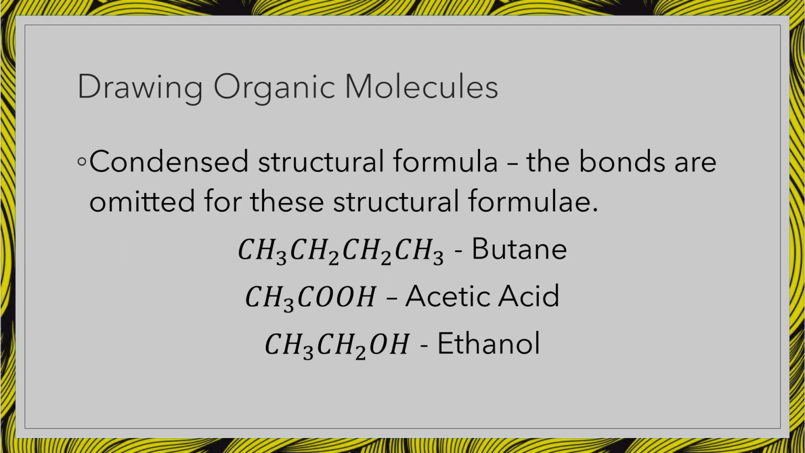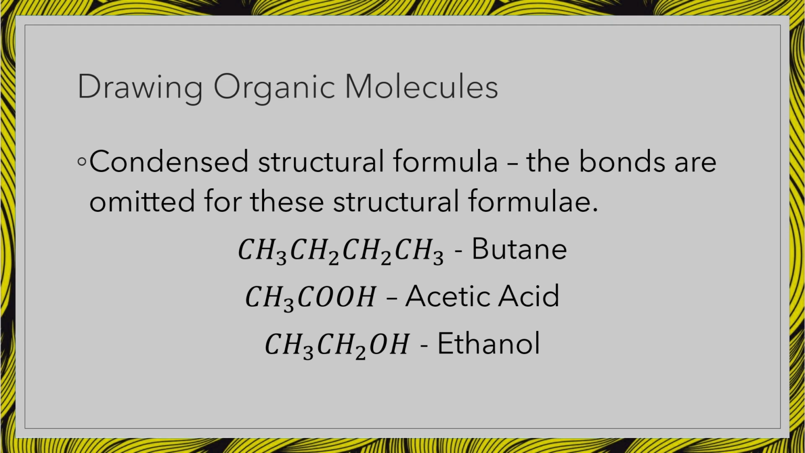There are condensed structural formulas that you'll need to be able to read. Now with this one, the bonds are omitted, and we can just draw it straight into text, just like this. Okay, so for example, butane, which is just C4H10, the structure is written like that. So it's a CH3 with a CH2 with a CH2 with a CH3.